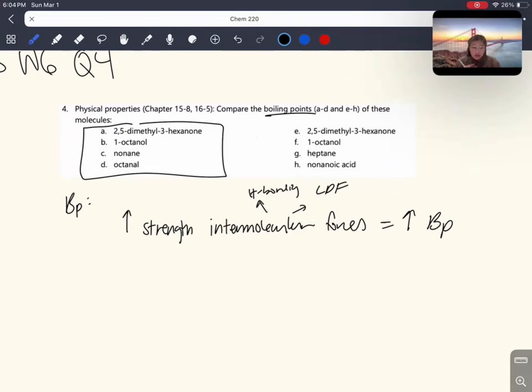Heat is one way to do that. And so you're going to have to increase the temperature. So increased strength of intermolecular forces would mean that you would have an increase in boiling point. Okay.